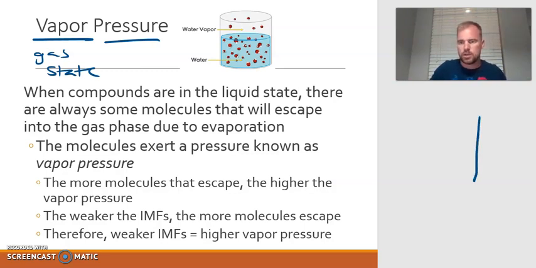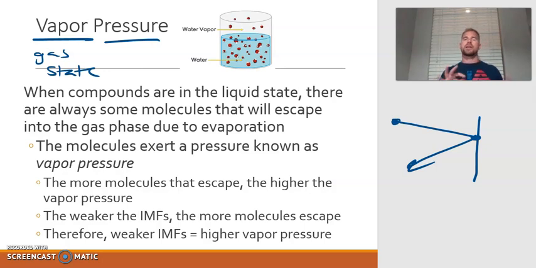So if this was a wall, and this was a particle, and it hits the wall and bounces off, that right there is a pressure. Now, one particle, that's not a lot, but if you think about a lot of particles doing that, that adds up. So now that we have an idea of what vapor is and what pressure is, let's put them together.